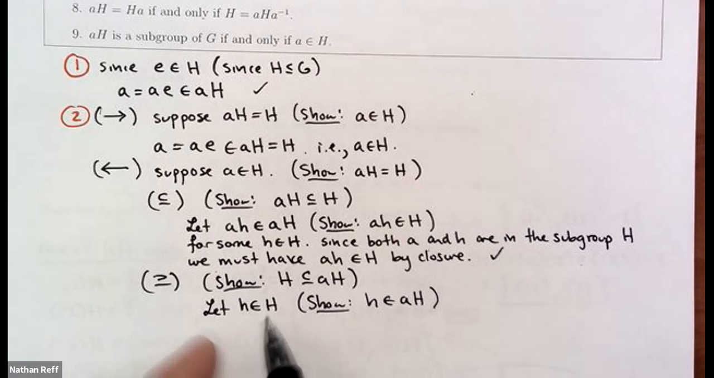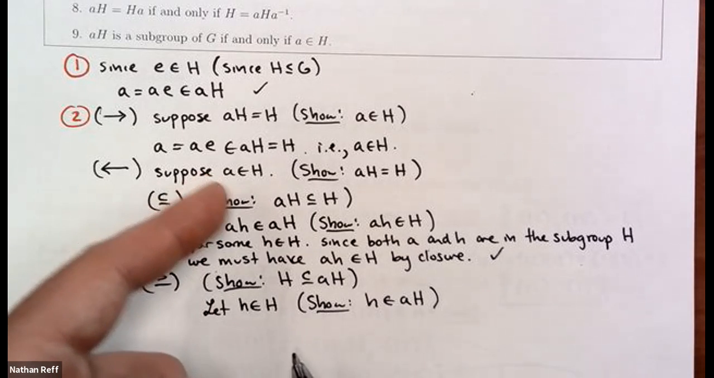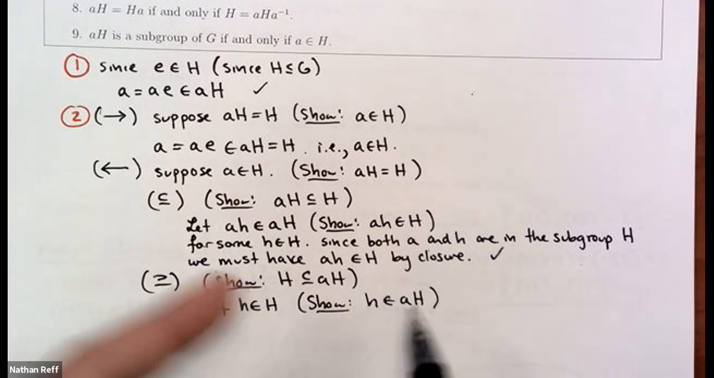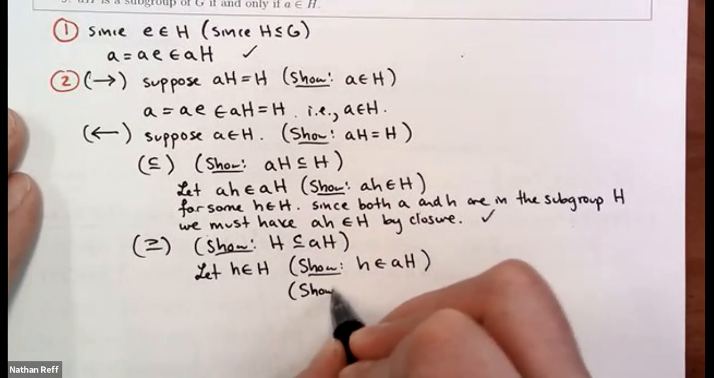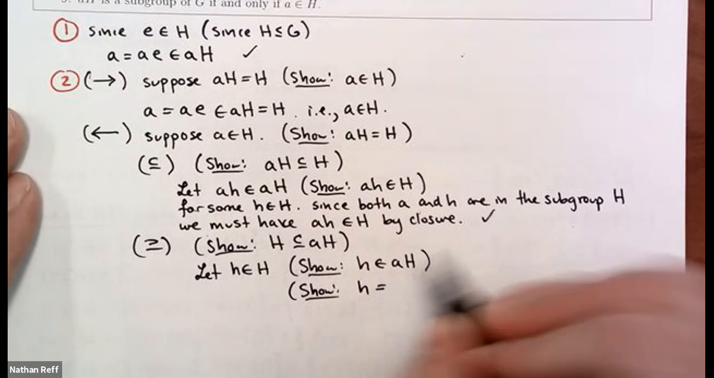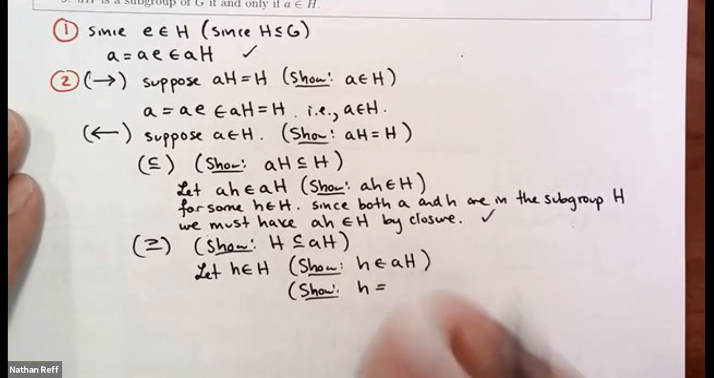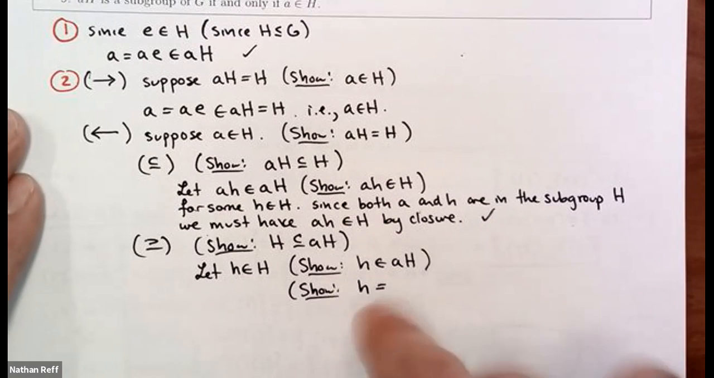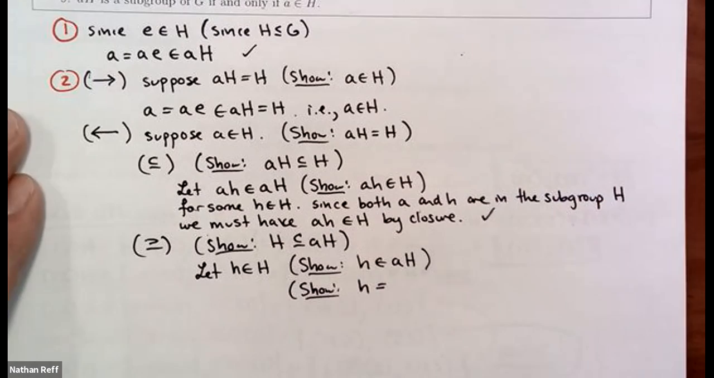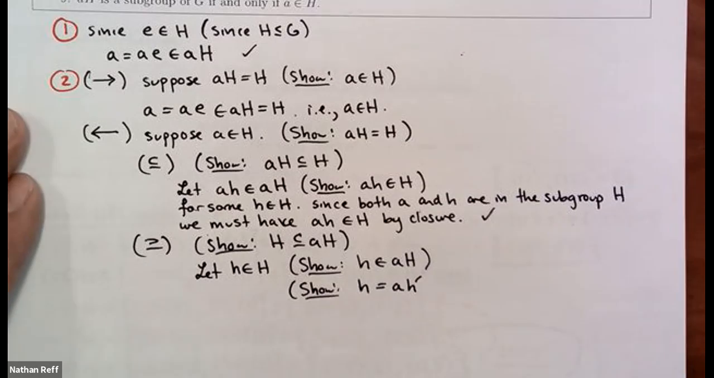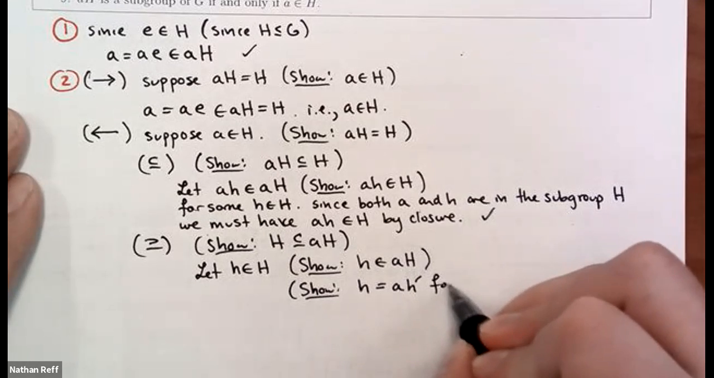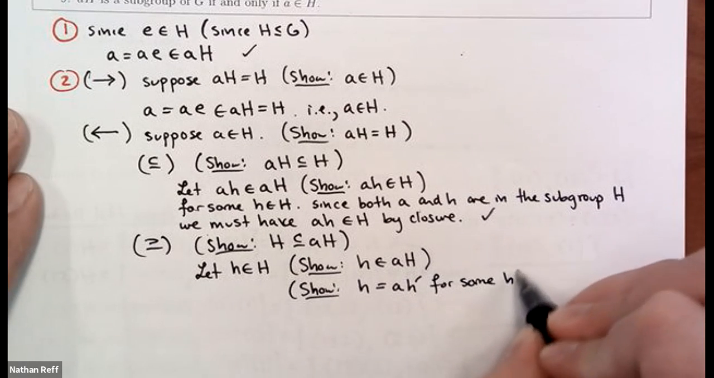Right now, I just know that I have this element and I have that element A. So maybe say something like this. What would it mean for h to be in this coset? It would have to be something like a times something in H. So h equals a h prime, for some h prime in H.